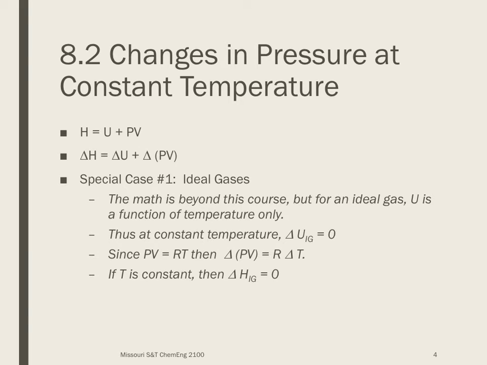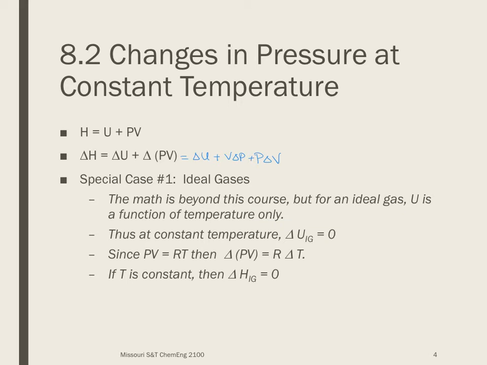Now if you look at the change in H or the change in U, they are related by this expression: delta H is delta U plus delta PV. If one extends this using the product rule, remember from calculus, then this would be equivalent to also saying V delta P plus P delta V. And so that would be the relationship between the change in H and the change in U.